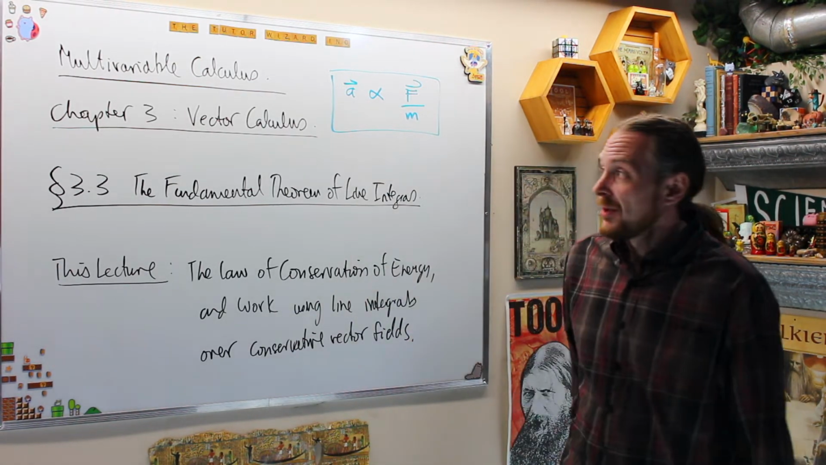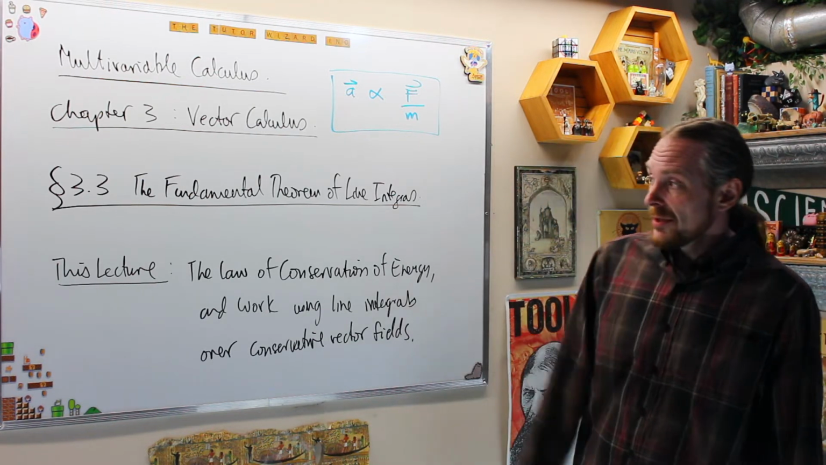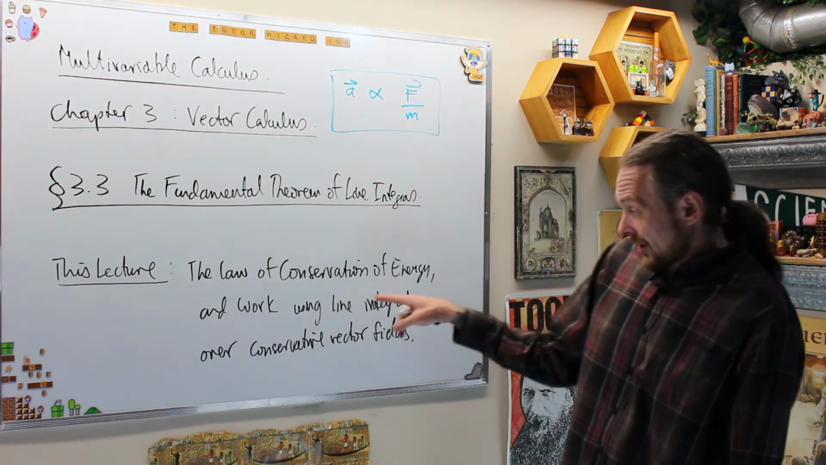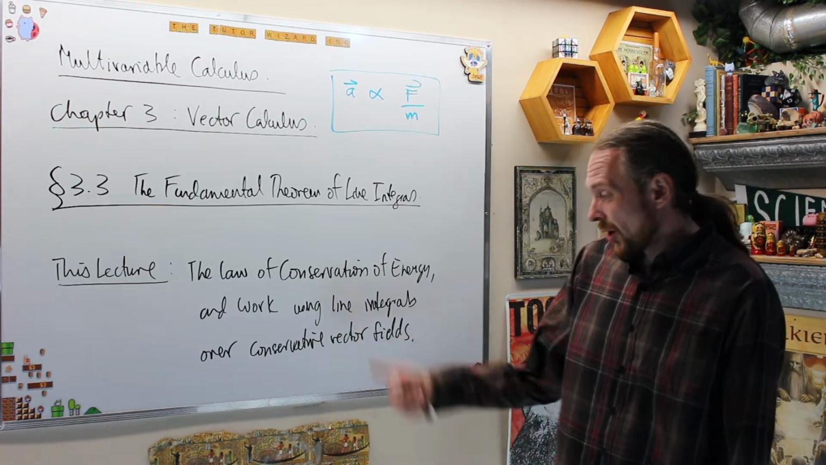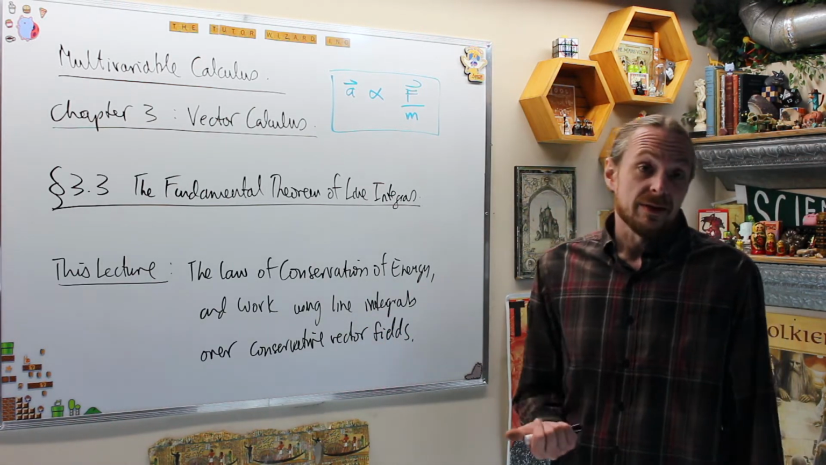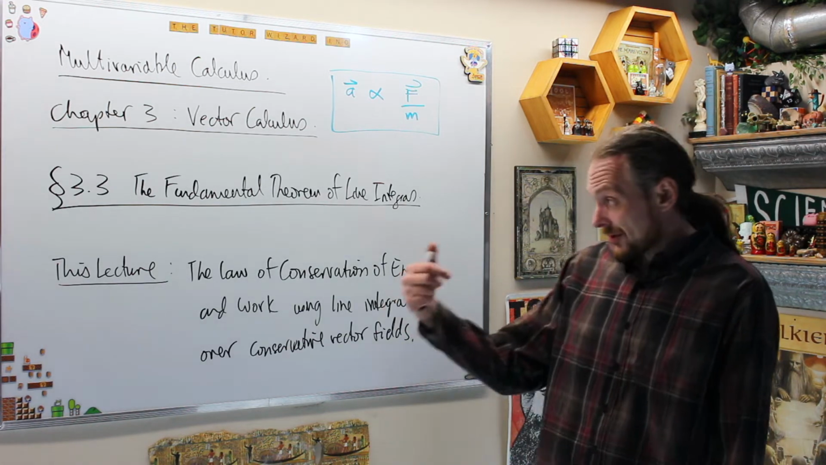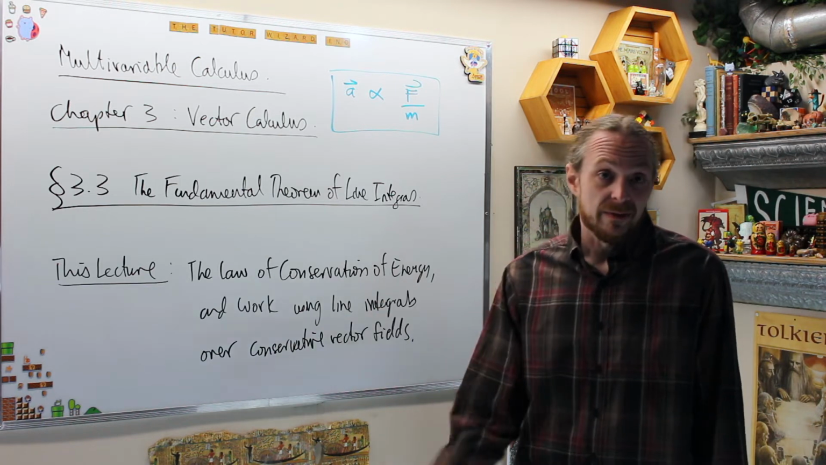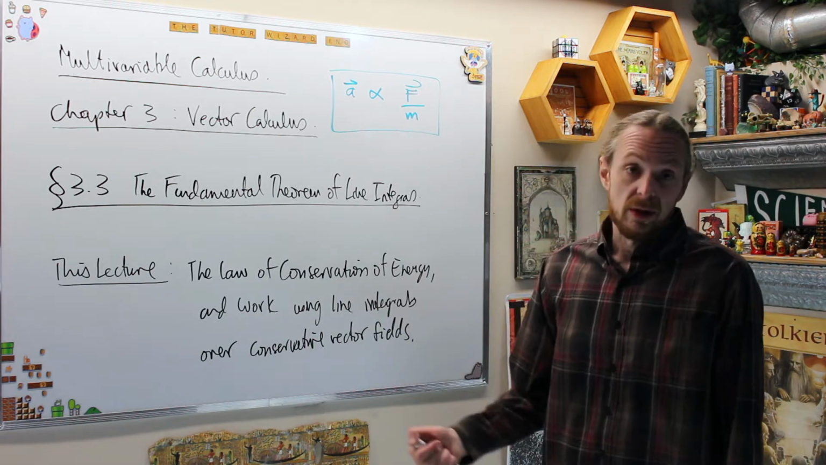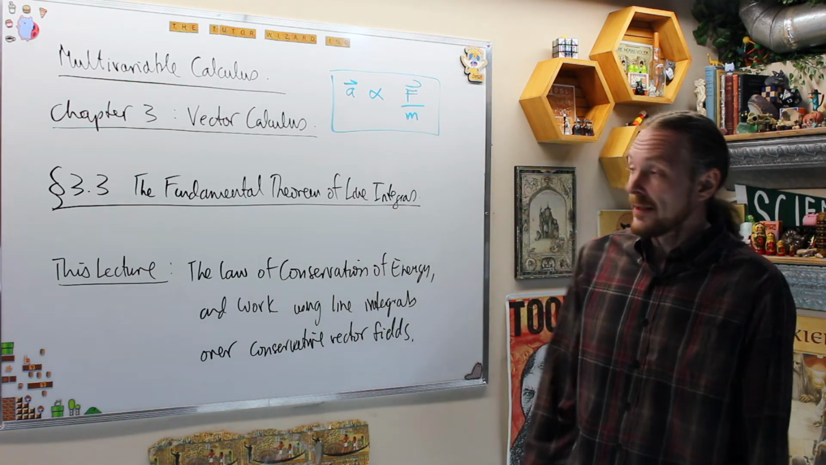What we're doing today is multivariable calculus. We're in chapter 3, which is vector calculus. This lecture we're going to do the law of conservation of energy, and then we'll phrase work using line integrals of conservative vector fields. And then essentially we get to see why we've used the terminology conservative and potential functions for vector fields. Let's do that.